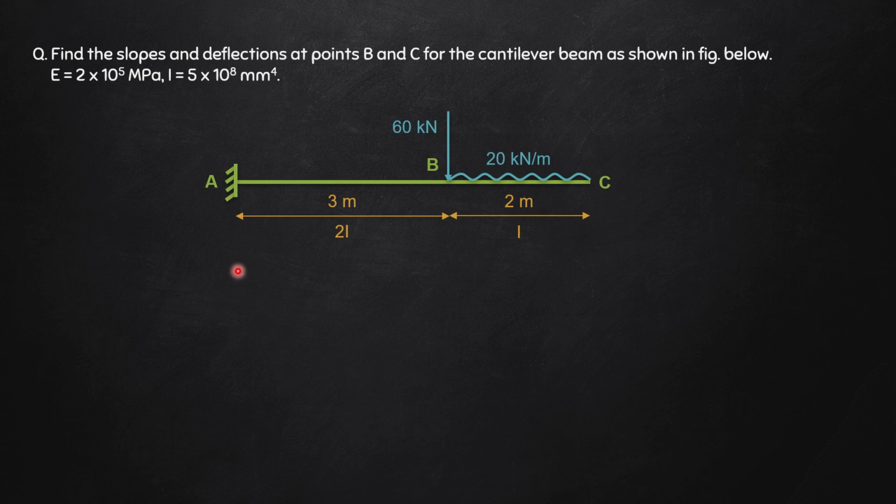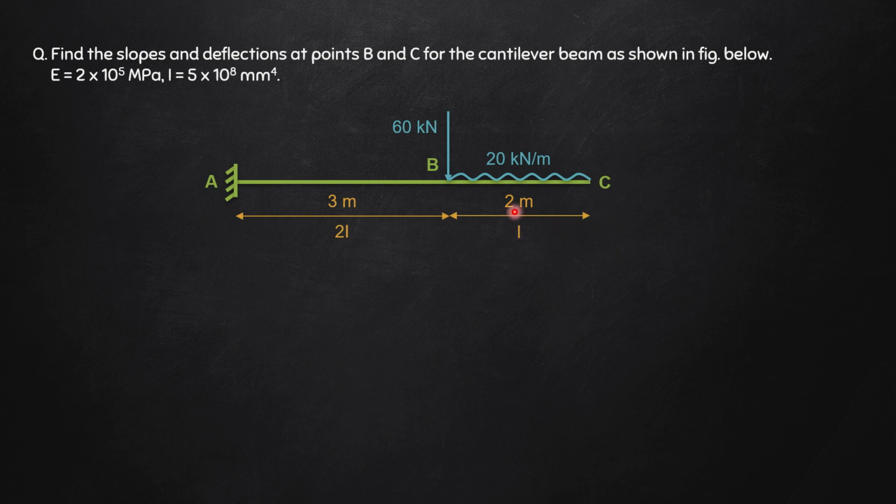So what we have here is a cantilever beam ABC with the fixed support at A and the free end at C. The portion AB is of length 3 meter, the portion BC is of length 2 meter. At B, there is a point load of 60 kilonewton, and in the portion BC, there is a UDL of 20 kilonewton per meter. Moreover, the moment of inertia of portion AB is 2I, and the moment of inertia of the portion BC of the beam is I.